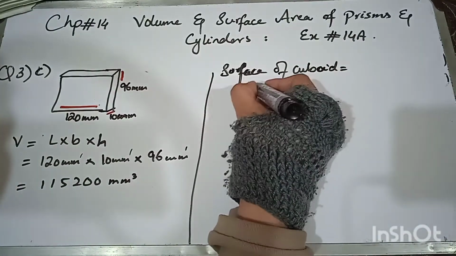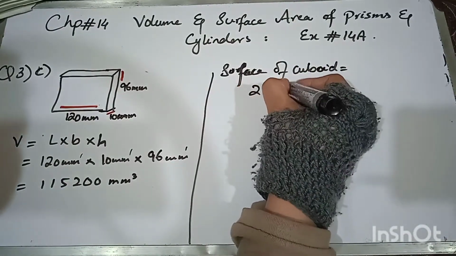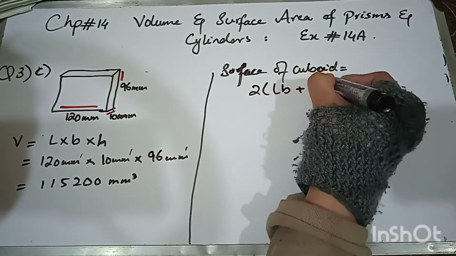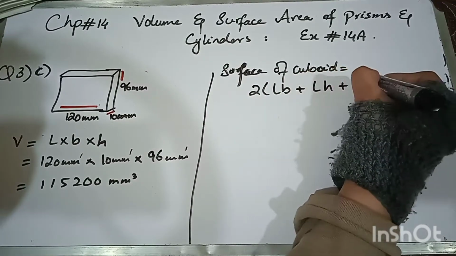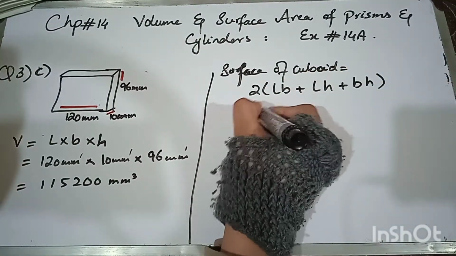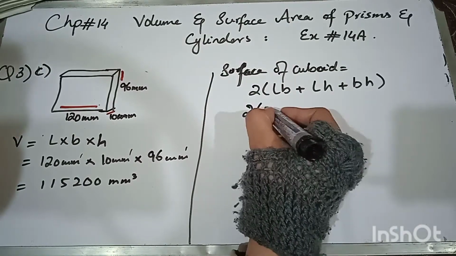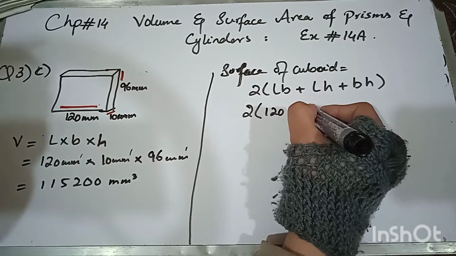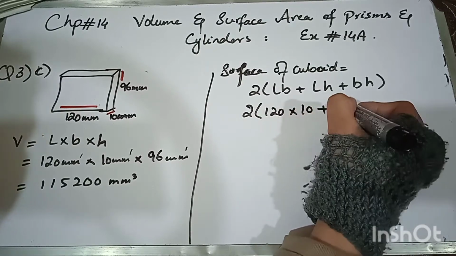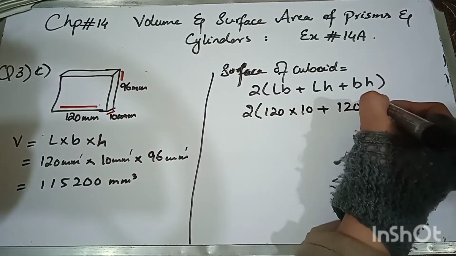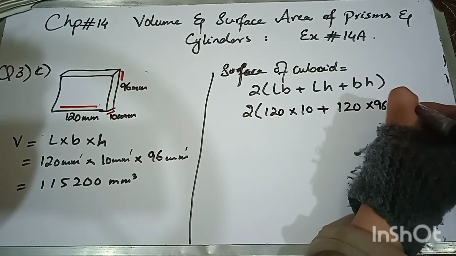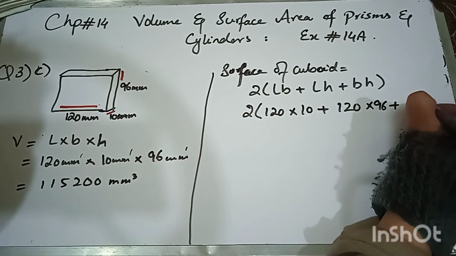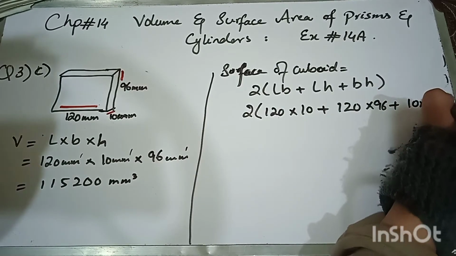Okay, so here we have the formula: 2 into length into breadth plus length into height plus breadth into height. So we have to put in the values. We have a length that is 120 into breadth that is 10, plus length 120 into height that is 96, plus breadth 10 into height that is 96.